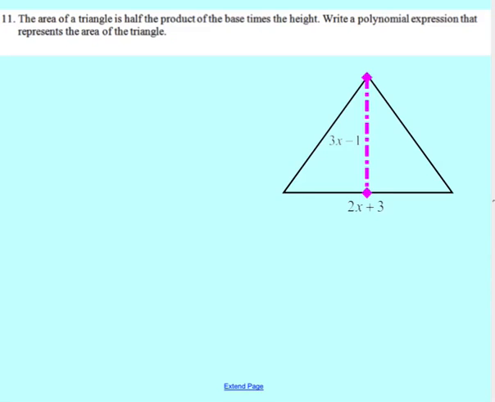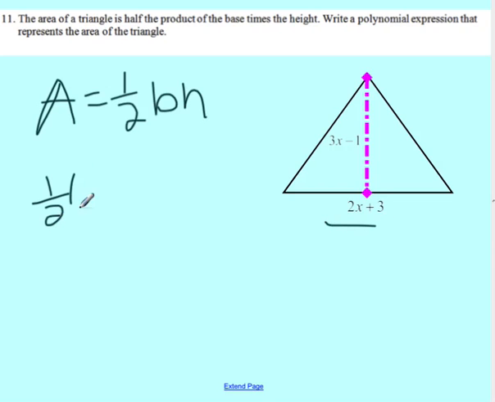So let's take a look at this word problem. The area of a triangle is 1/2 the product of the base times height. So area is 1/2 base times height. You will have to have that triangle formula memorized for your exam. So write the polynomial expression that represents the area of a triangle. So you have 1/2, our base is 2x plus 3, our height is 3x minus 1. So now we need to multiply all of that out.